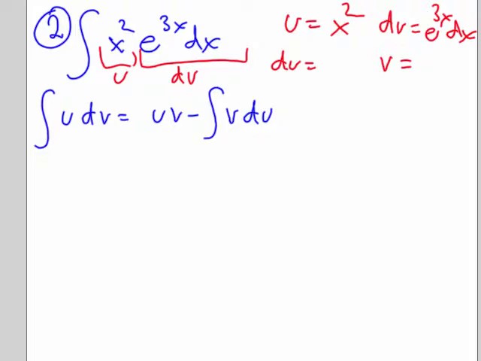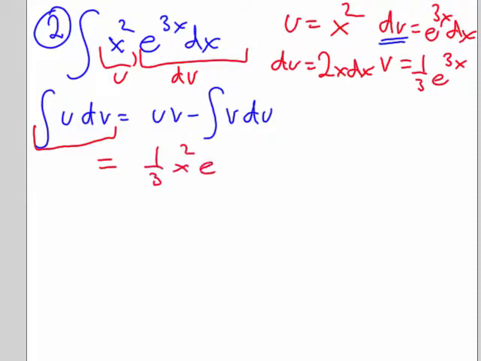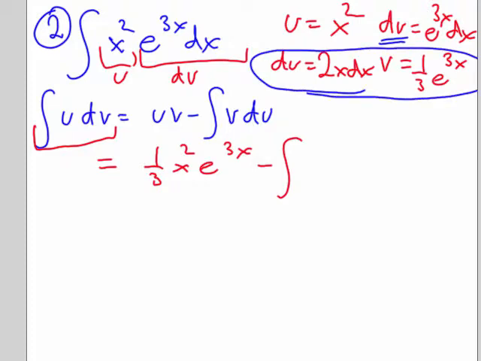I chose u for x squared because the derivative of that is 2x dx. The power is coming down, which is going to be helpful, as you're going to see. The integral of e to the 3x would be 1/3 e to the 3x. So applying my integration by parts formula, the original integral is equal to u times v, 1/3 x squared e to the 3x, minus the integral of v times du, which is 2/3 x e to the 3x dx.